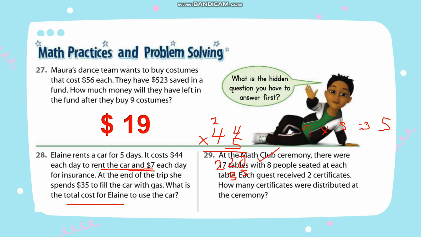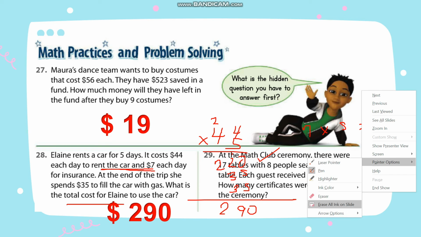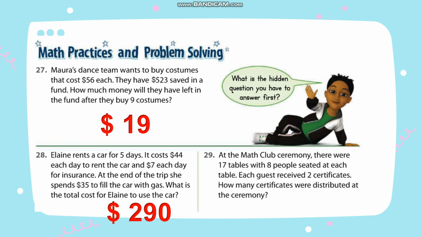Then aside from that, at the end of the trip, she spends $35 to fill the car with gas. So another $35 for the gas. So we need to add, this becomes 10, regroup 1. So 3, 6, 8, 9, and we have 2. So the total cost is equivalent to $290.